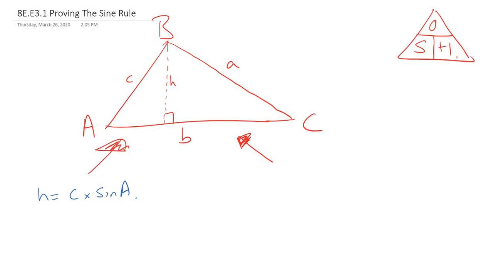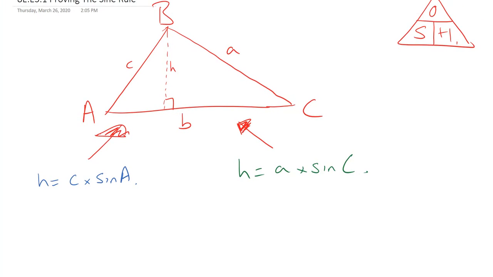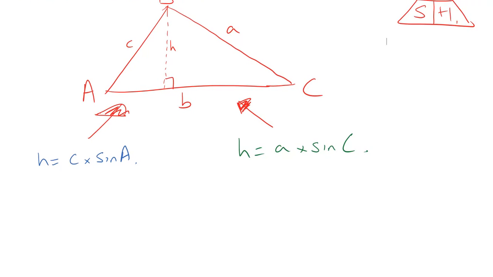On the right hand side, we can do exactly the same thing, but using those letters and angles as well. That h is going to be the hypotenuse, which is a, multiplied by the sine of the angle C. Okay, so that is just using our right angle triangle formula to get those two things. So if h is equal to both of those two things, well, they must be therefore equal to each other. So surely we can say, if we've got two expressions of h, that c times sine A is equal to a multiplied by sine C.